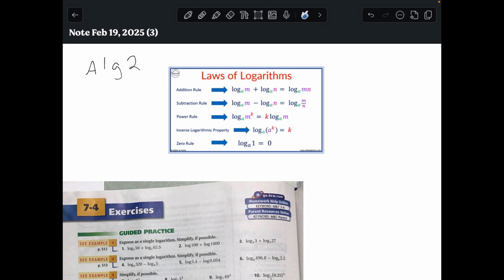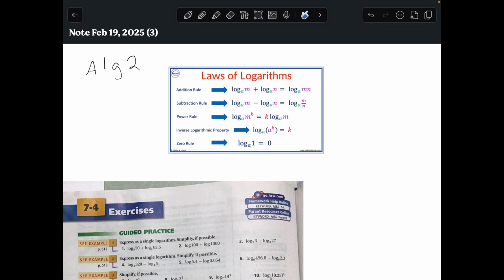Yesterday we talked about logs and how they are the opposite of exponential equations. And so today we're going to talk about some things that you can actually do with logs. Just like there are rules of what you can do with exponents, there are rules of what you can do with logs. And these ones are actually kind of fun. So if you look here, I've got this nice little chart.